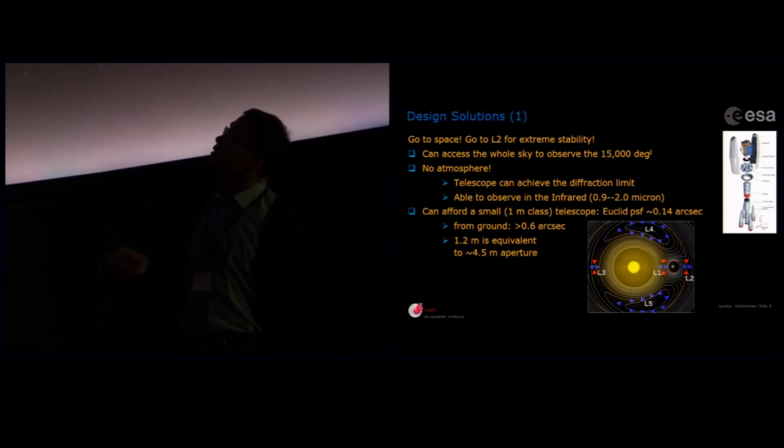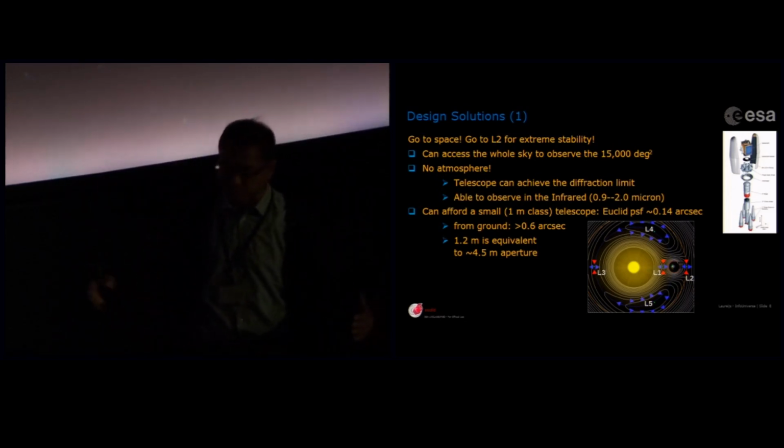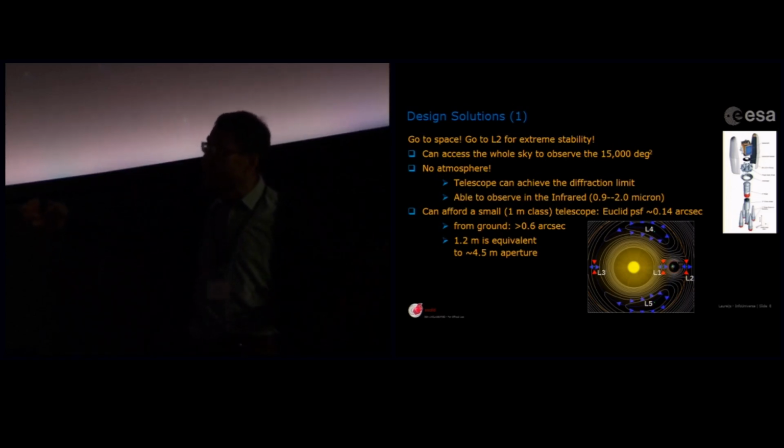Since we have no atmosphere, the telescope can achieve the diffraction limit. So we can afford a 1 meter class, a small telescope, since the point spread function of this telescope can be built diffraction limited to about 0.49 arc second. Since we have some blurring from the ground, if we make this comparison, 1.2 meter is almost equivalent to a 4.5 meter aperture from the ground. So a 1 meter class telescope is a several meter class telescope from the ground.